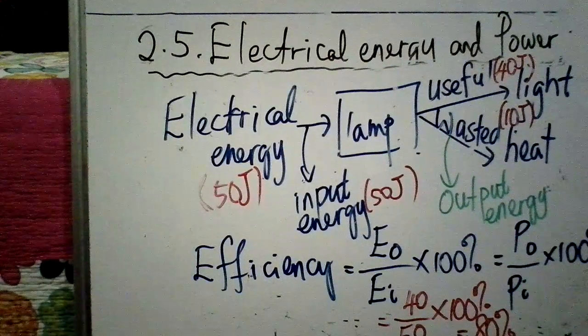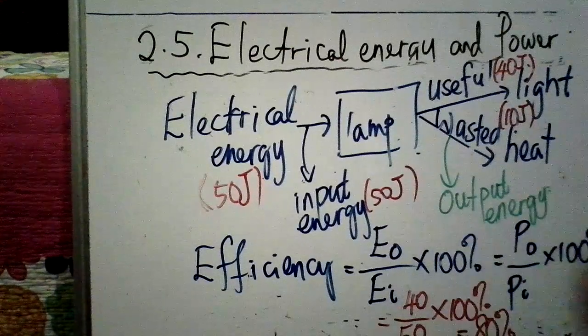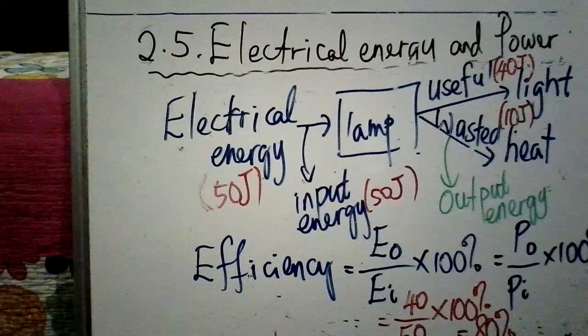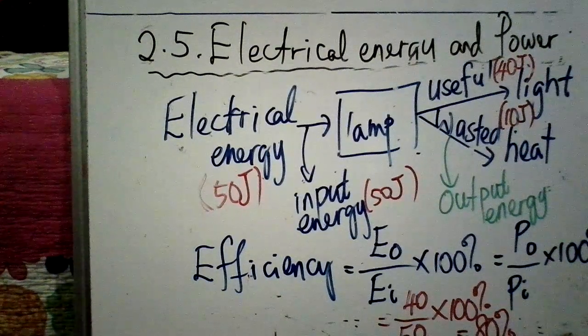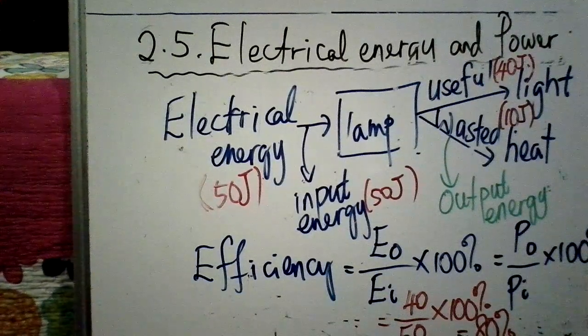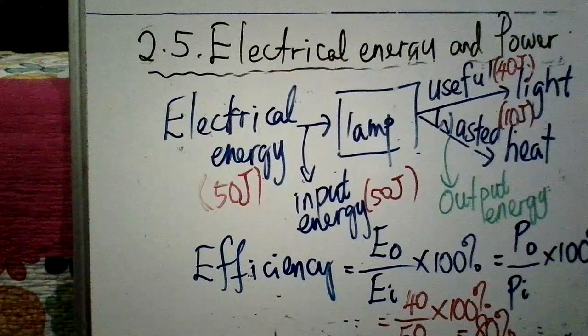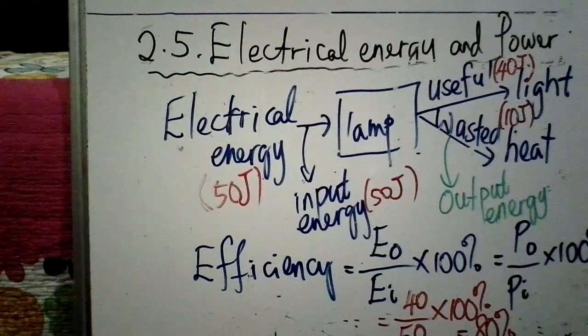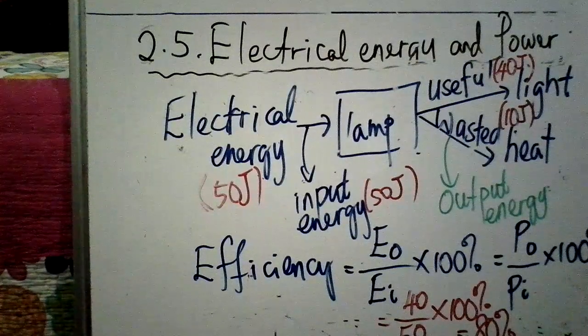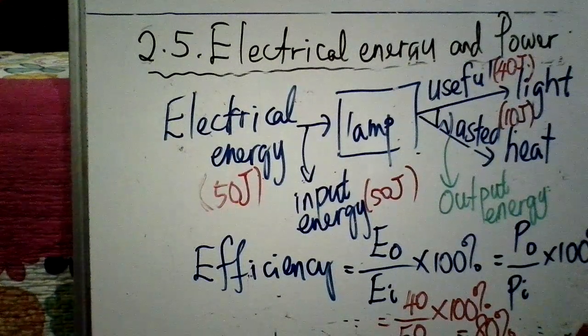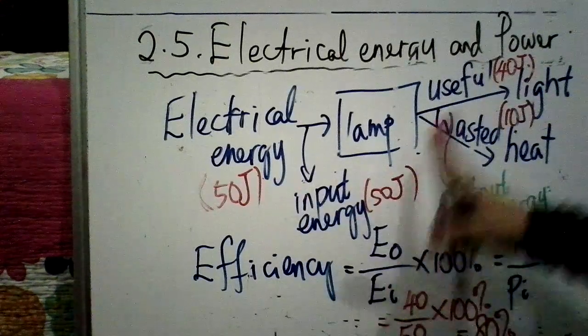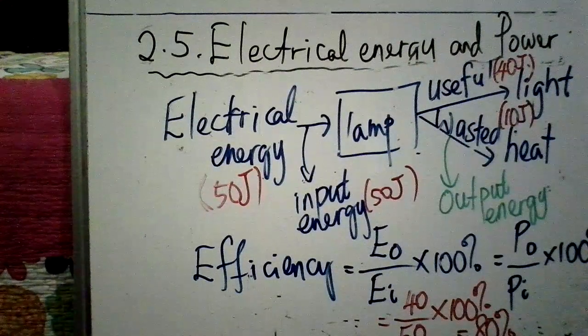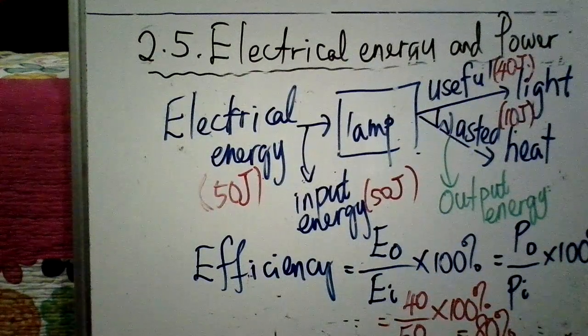The perfect electrical appliance would produce 100% efficiency. We cannot really get that in our life; there is always a small amount of wasted energy. So 99% is the best one. This one is 80%, meaning 80% of the input energy will be converted to useful energy. Then we can compare which lamp is better. If we have two lamps, we can calculate and compare the efficiency. Which one is more efficient? That one is better.